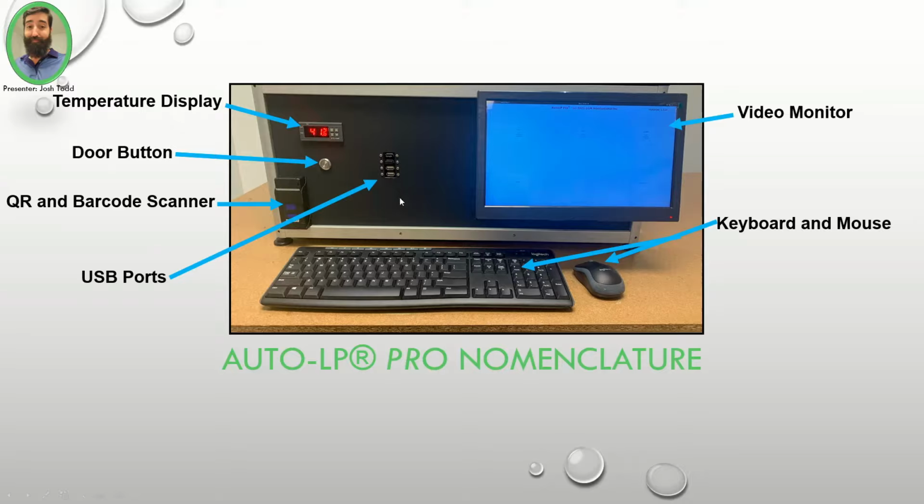The USB ports on the front of the instrument. 2 are always in use with the keyboard and mouse and the QR scanner, but there are 2 open ports. The keyboard and mouse: when selecting a table, it's important to note to leave room for the keyboard and mouse on the table as well, and the video monitor.